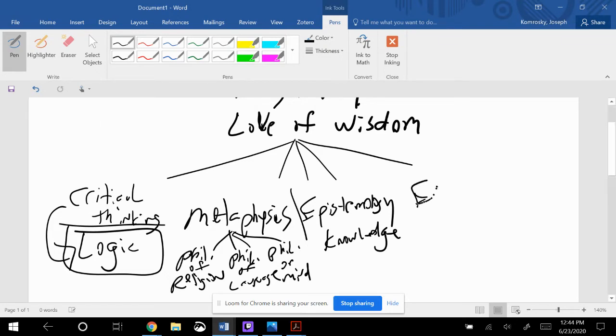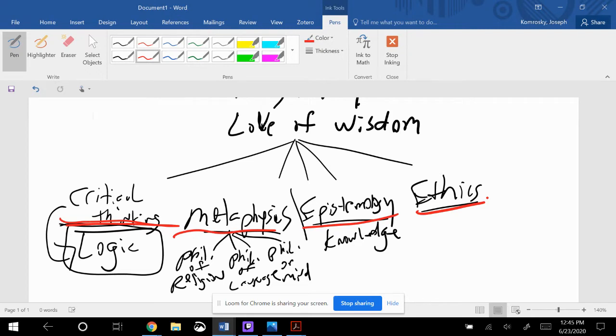Here's another one. Ethics. I'll do this. I'll underline these main branches. Ethics deals with good, bad, wrong, or right. So that's another branch of philosophy. Ethics, you might have wrong and right actions, good and bad character, or good and bad people.